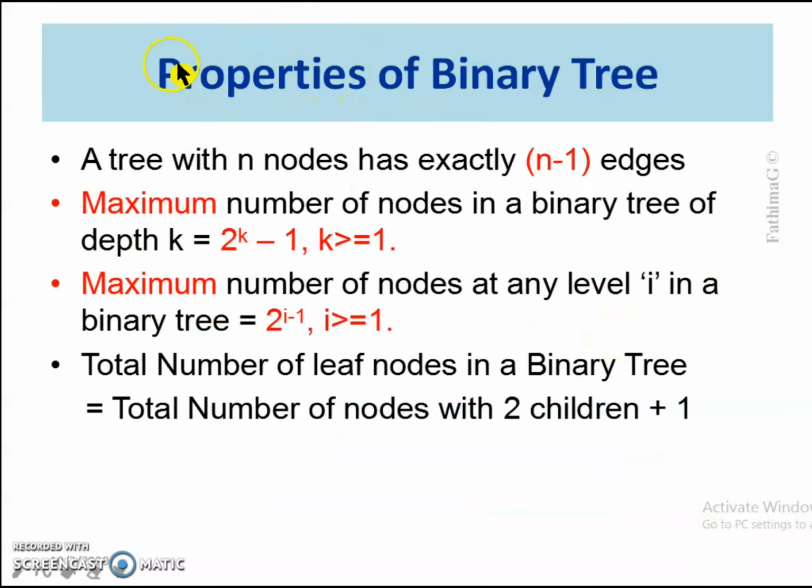Next, let us note down the properties of binary tree. A tree with n nodes has exactly n-1 number of edges. The maximum number of nodes in the binary tree of depth k is 2^k - 1, where k is greater than or equal to 1. Next property, the maximum number of nodes at any level i in a binary tree is 2^(i-1), where i is greater than or equal to 1. Next, the total number of leaf nodes in a binary tree is equal to the total number of nodes with 2 children plus 1.